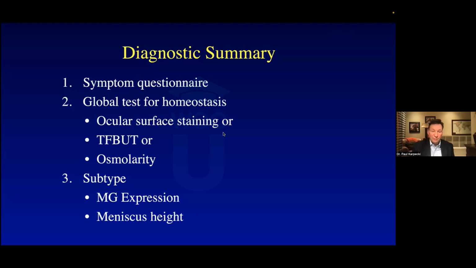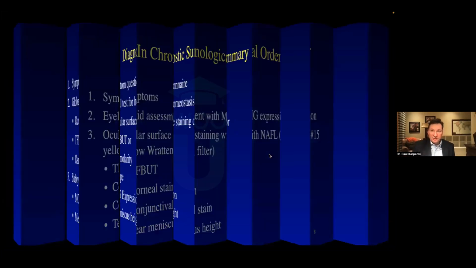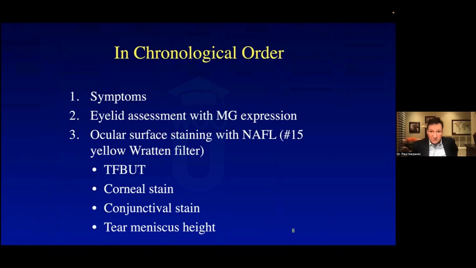Now, it's not in the right order because, quite frankly, I'm not going to express after fluorescein. So I'd start with symptoms. I'd look at that eyelid real carefully, including expression in order. I'd have the patient look down to look for collarettes. I'd put the fluorescein in with the number 15 yellow Wratten filter, and I could glance at the breakup time. I'm not going to time it, but I could tell it's quick. I look for corneal staining, conjunctival staining, and the tear height. Based on that, I know what's going on.